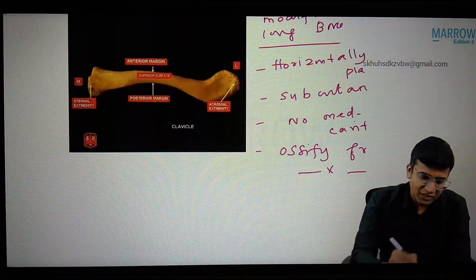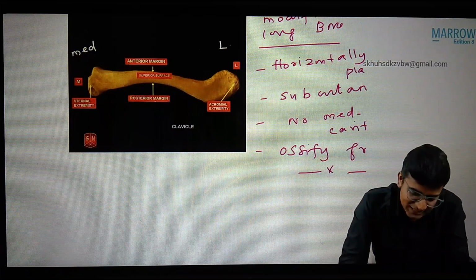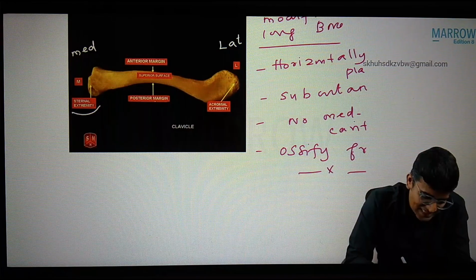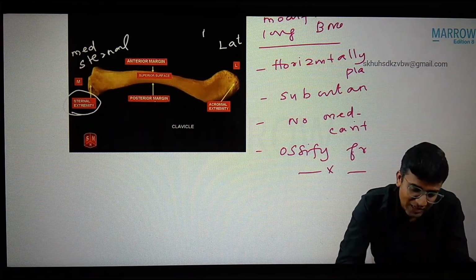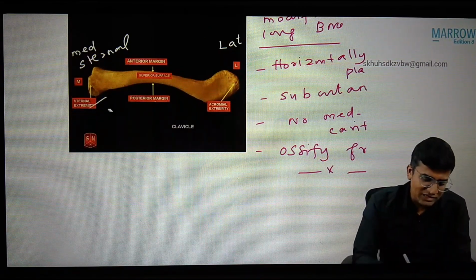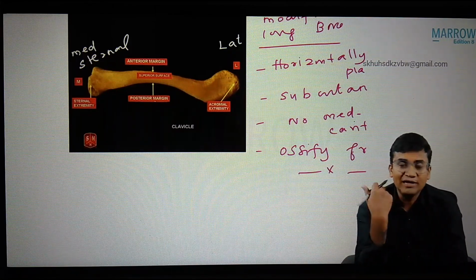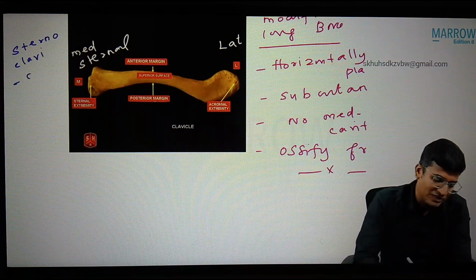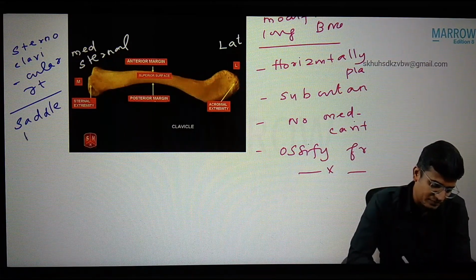This is the diagram. Now clavicle has 2 ends. This is the medial end of the clavicle and this is the lateral end of the clavicle. Now the medial end of the clavicle is called the sternal end and the lateral end of the clavicle is called the acromial end. The sternal end articulates with the sternum and forms the sternoclavicular joint. Now sternoclavicular joint, what type of synovial? So sternoclavicular joint is saddle type of synovial.